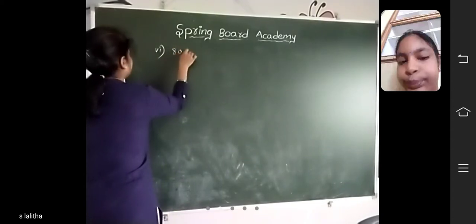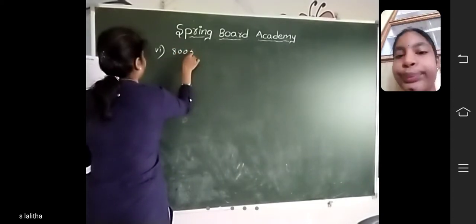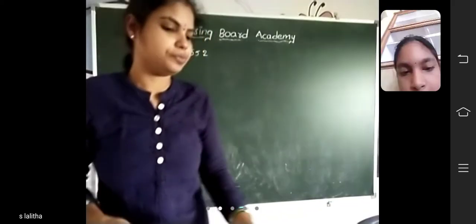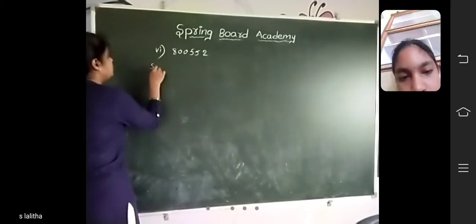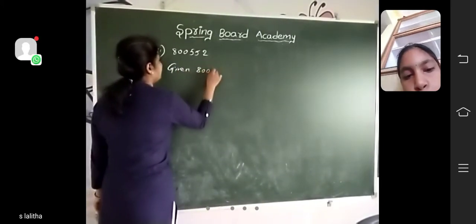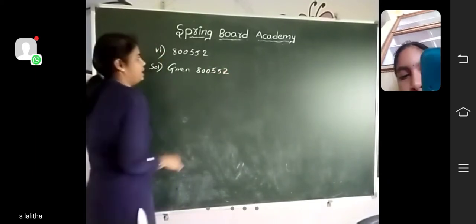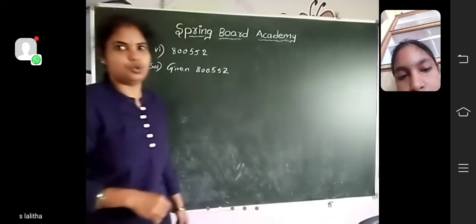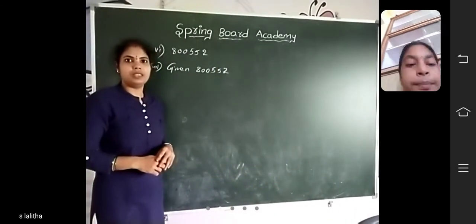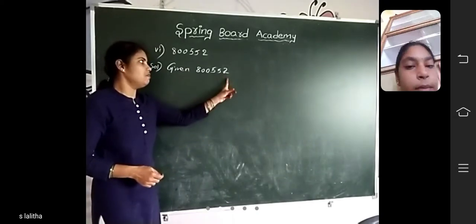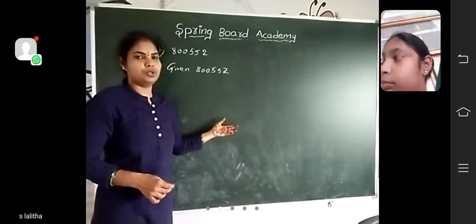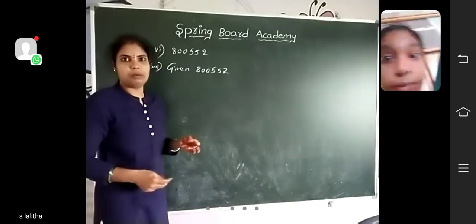So 800,552. What is the given number, children? 800,552 is given. Now, is it divisible by 2, children? Yes. Why? Because in the ones place there is 2. So 2 is divisible by 2. So this number is divisible by 2.